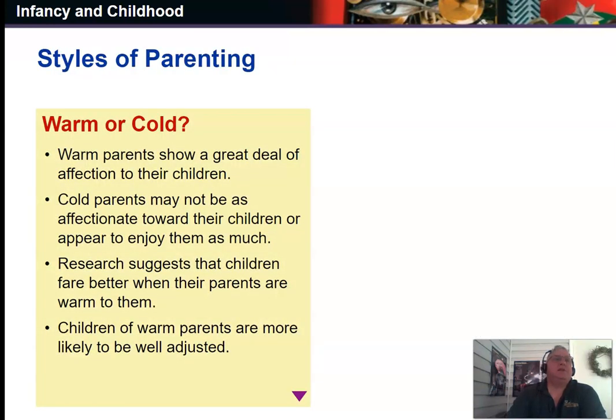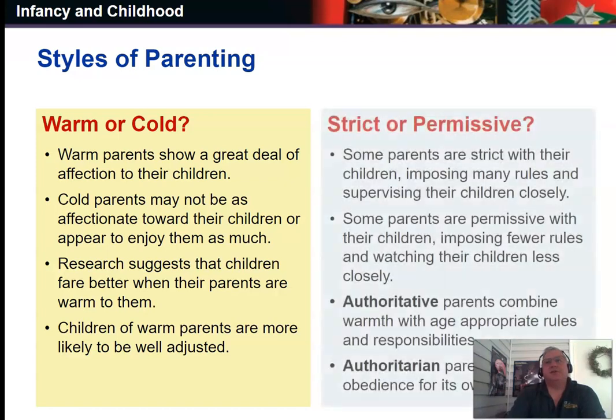Styles of parenting: warm or cold. Warm parents show a great deal of affection to their children. Cold parents may not be as affectionate toward their children or appear to enjoy them very much. Research suggests that children fare much better when the parents are warm to them. Children of warm parents are more likely to be well-adjusted.